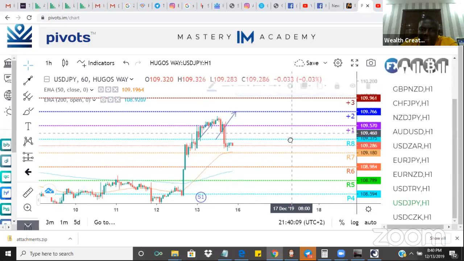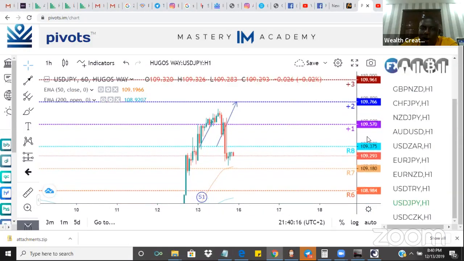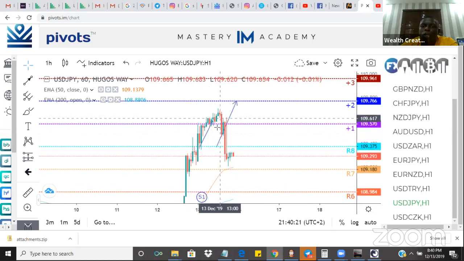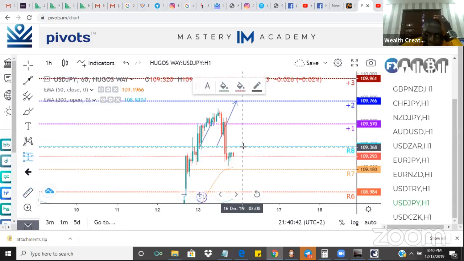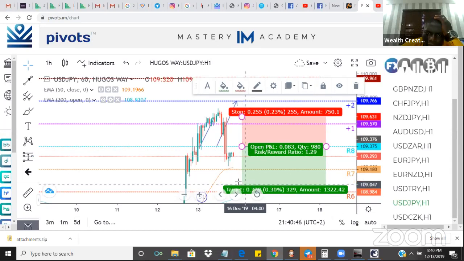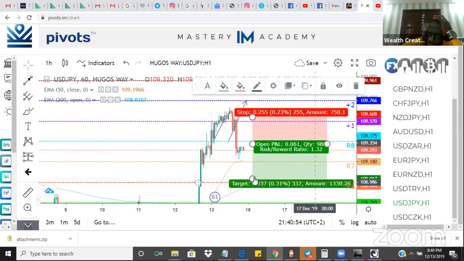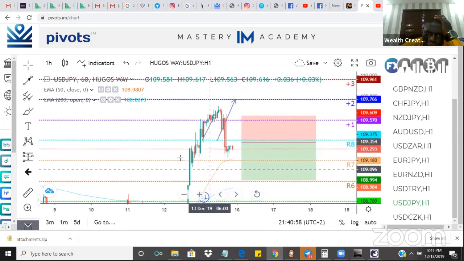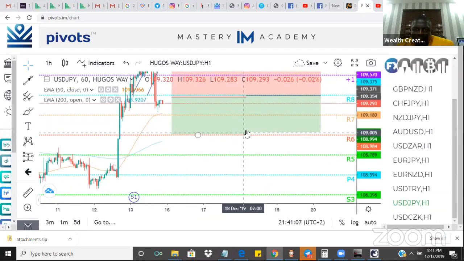So what that means is that as the market goes to plus one, can everybody see that it got to plus one? Yes or no? Now, as it got to plus one, you are to put a pending order for sell on R8. TP1 is R6. TP2 is S2.